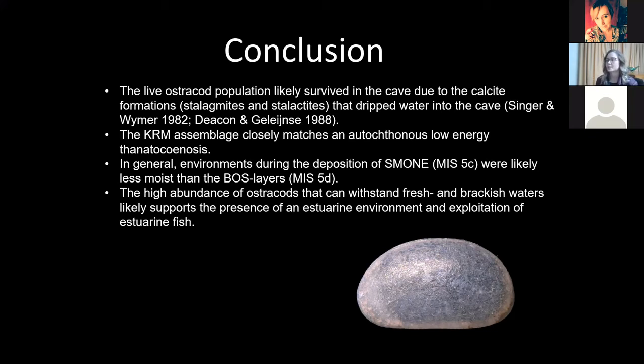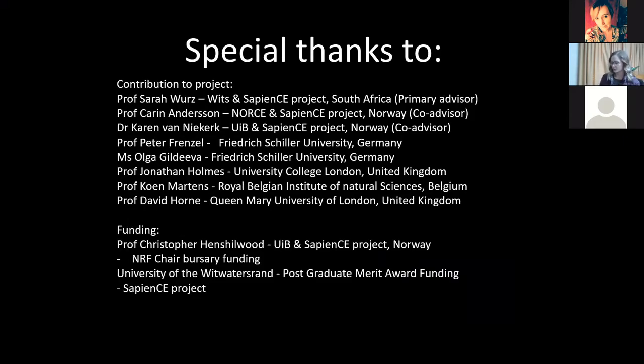Then the high abundance of ostracods that can withstand fresh and brackish waters likely supports the presence of an estuarine environment and exploitation of estuarine fish. This is also a theory that's supported by Van den Driesch. I believe it's 2004. I can make sure and just double check that it is in the references.